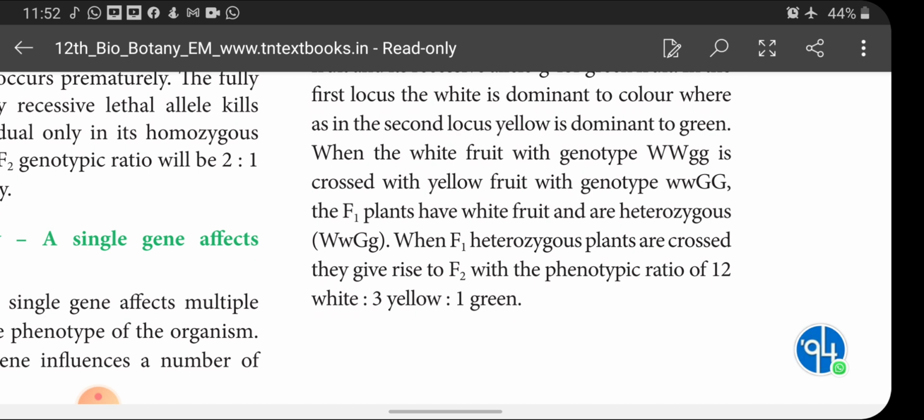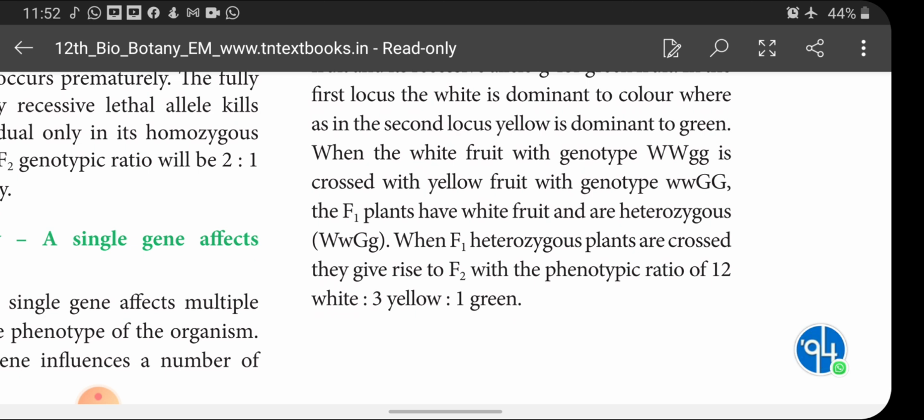Okay, right? So here what happened? We have taken two types of plant. In the first case, capital W is white and small w is colored fruit. Here capital W is dominant over small w, and when both alleles are present, capital W expresses white color and the small w's colored fruit will be suppressed.